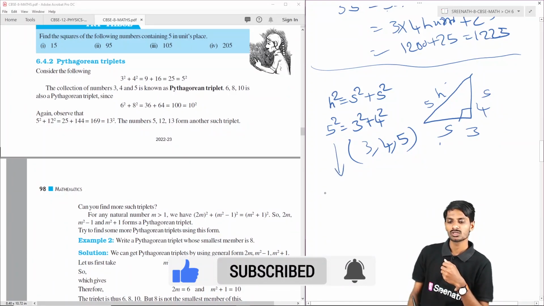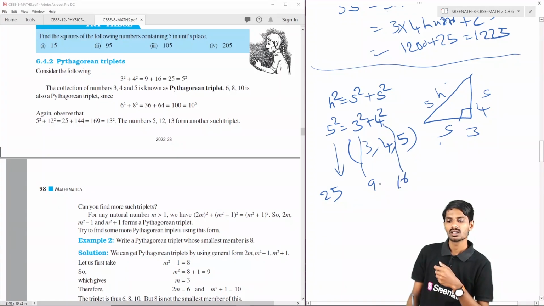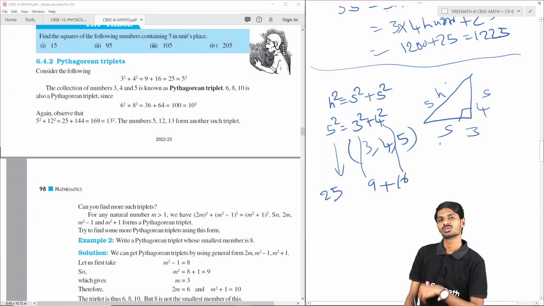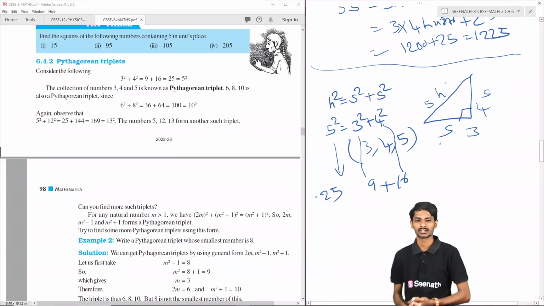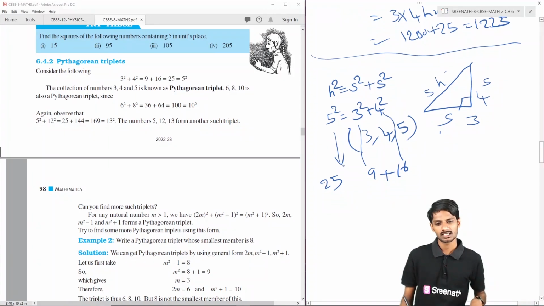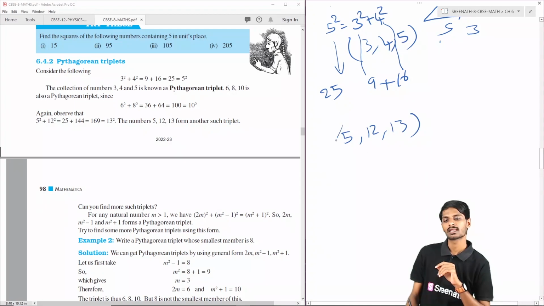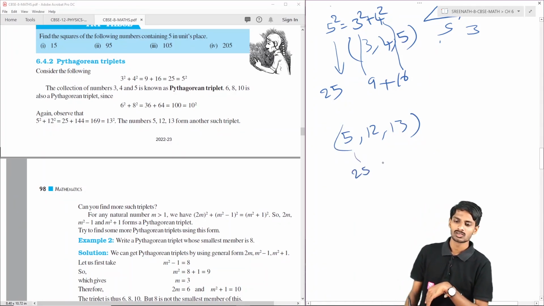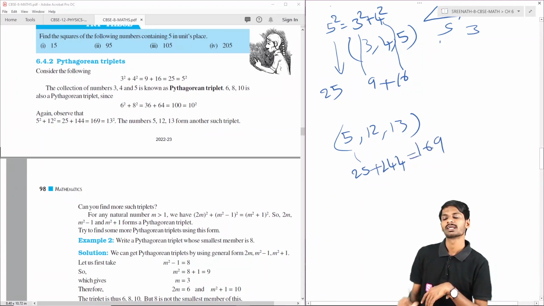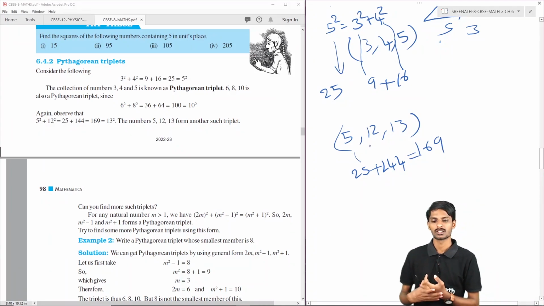We know 5 square is 25, 3 square is 9 and 4 square is 16. If you add 9 plus 16, you will get 25. So it satisfies the Pythagoras theorem, so it is a Pythagorean triplet. Another one like that is 5, 12, 13. This is another triplet. 5 square is 25, 12 square is 144, and 13 square is 169. If you add these, you will get this. So these are Pythagorean triplets, students.